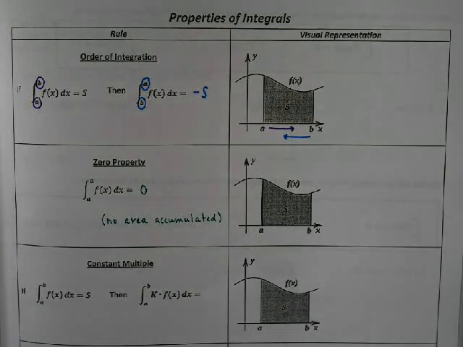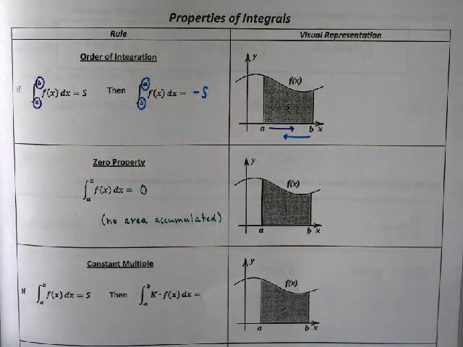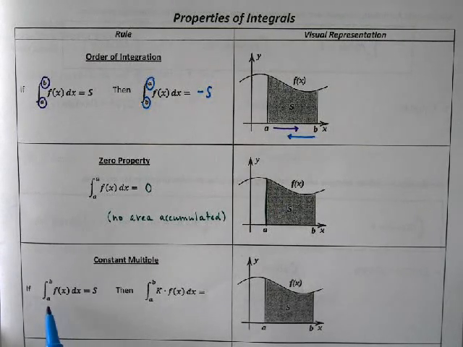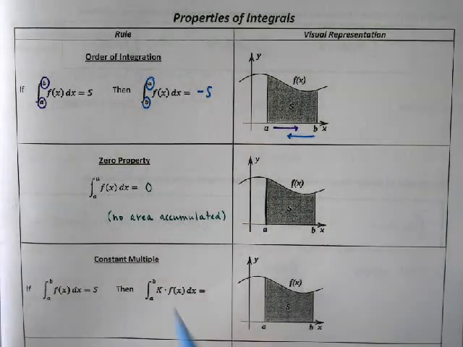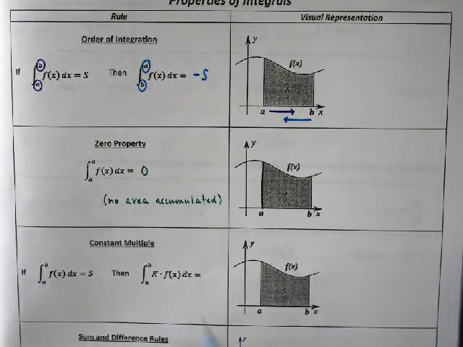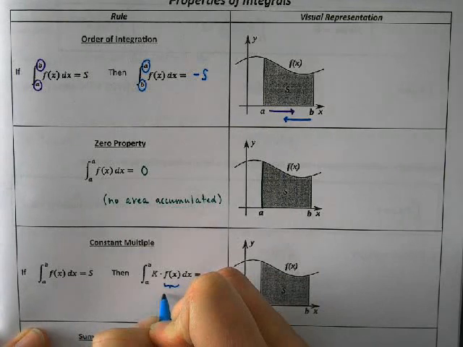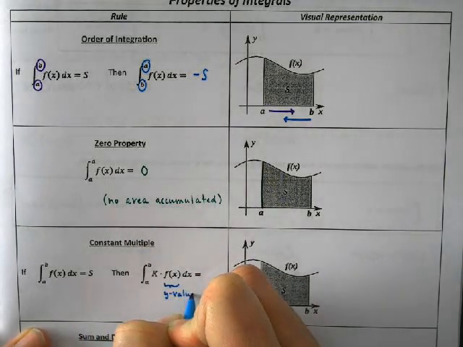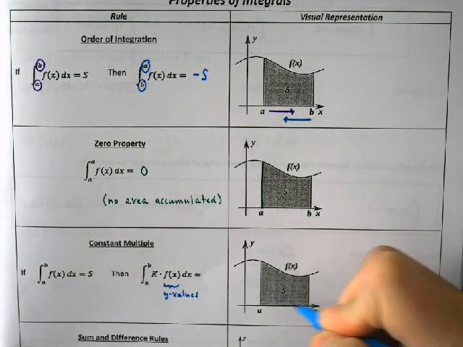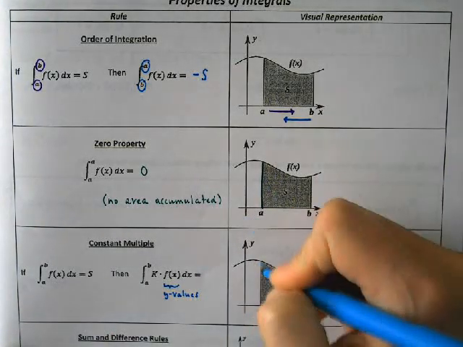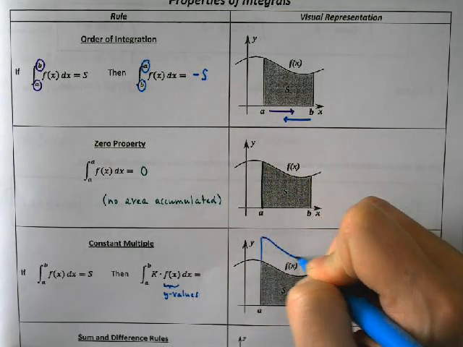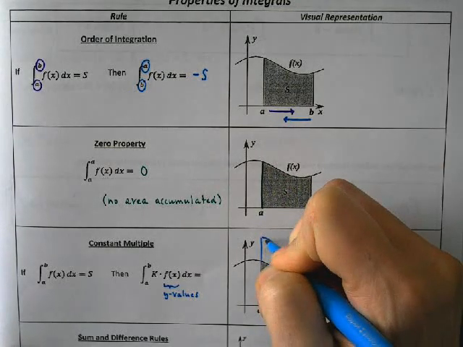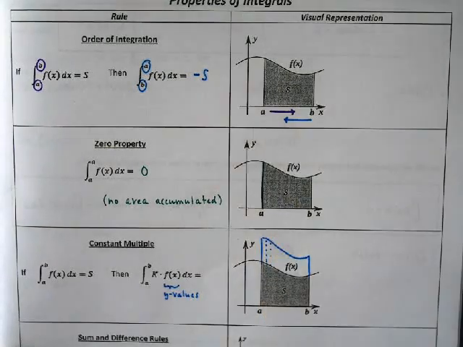All right, the next one we call the constant multiple. Again, I have my original integral, the integral from a to b of f of x dx, and I know that's equal to s. What we're looking at here is k times f of x. What I need to note is that these f of x are the y values. It's like taking every y value between a and b and multiplying it by k. So I'm essentially scaling this area, because all those y values get multiplied by k.